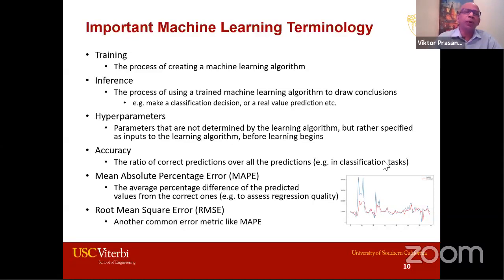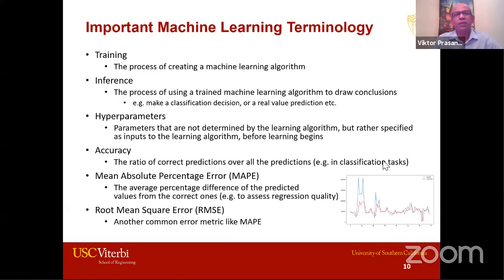And we can also talk about, in this context, how good your machine learning algorithm is. We can talk about accuracy. Very simply, that is the number of correct predictions over all the predictions you made. For example, if you're doing classification tasks, we can talk about accuracy in that context. Also, later on in this talk, we will talk about the accuracy of our predictions.